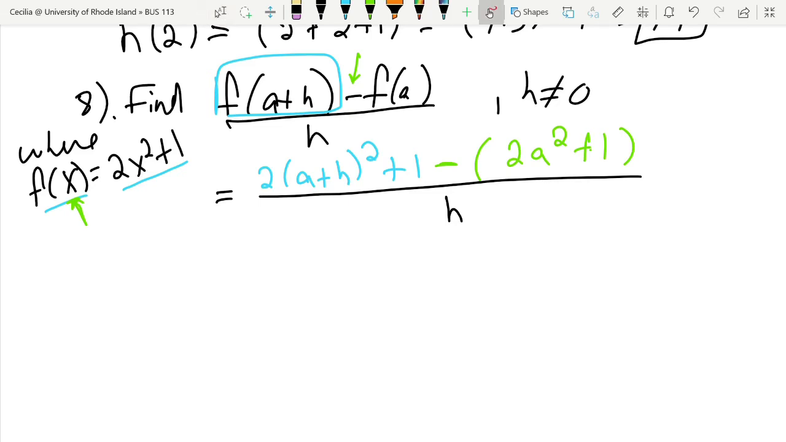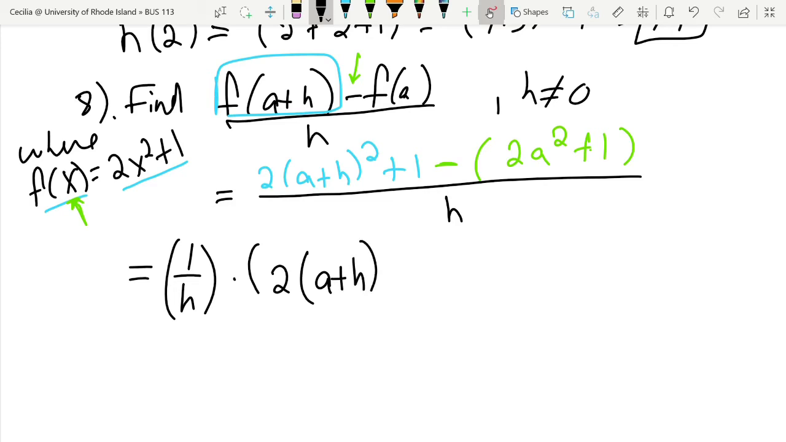So just to make our writing a little less cumbersome, I'm going to pull out the 1 over h, because division by h is the same as multiplying by 1 over h. So I can now work on what's over here in the numerator. The first thing I'm going to do is put parentheses, and then say 2 times (a plus h) times (a plus h). And then we're going to add the plus 1.